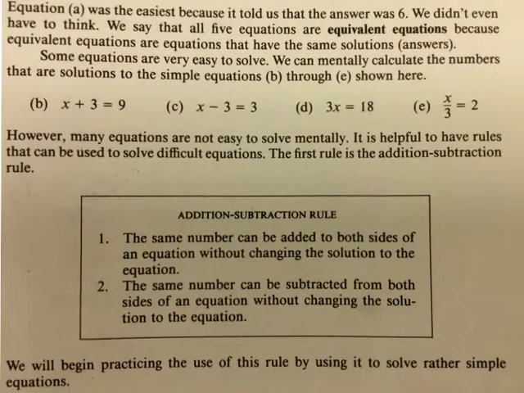So let's talk about the addition-subtraction rule. That really basically says that we can take the same number and either add it to both sides or subtract it from both sides without changing the solution to the equation. And we're going to practice this. We're going to look in your book and see a couple of places where this is actually worked out.